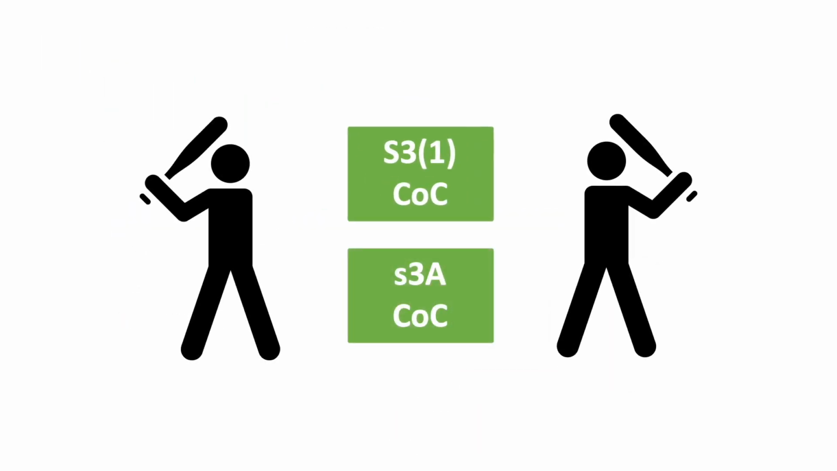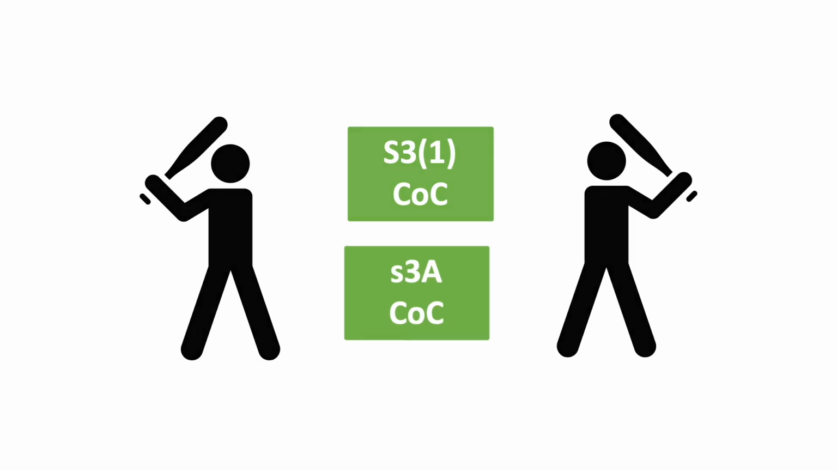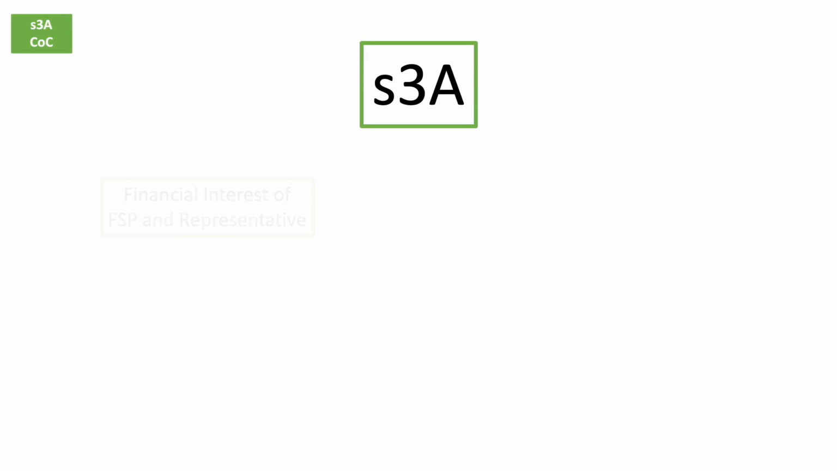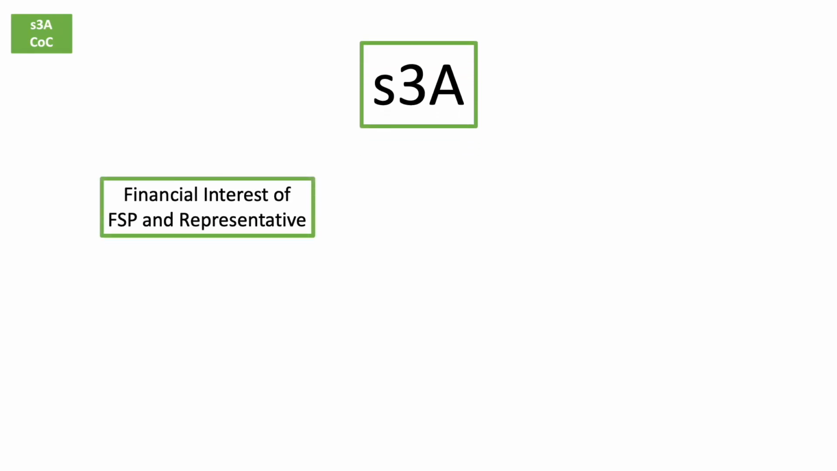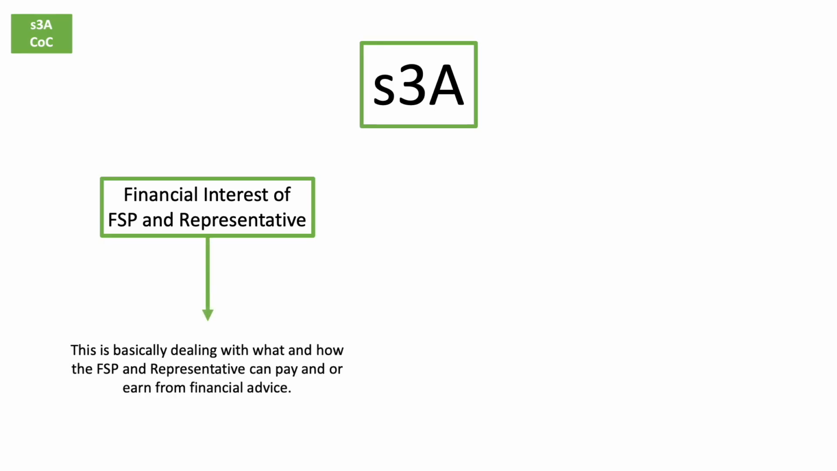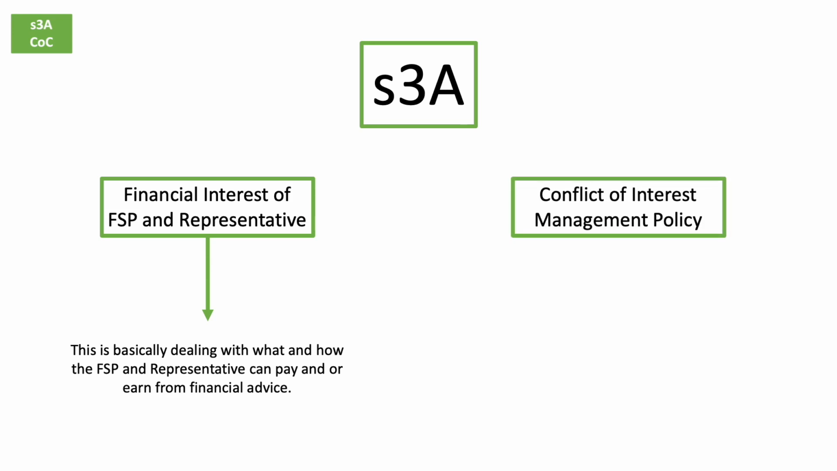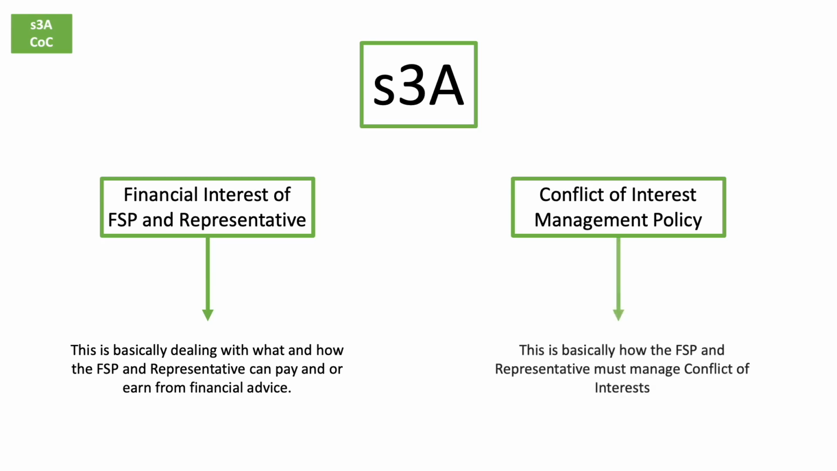Next, we will look at Section 3A of the Code of Conduct. Section 3A, relating to the financial interest of the FSP and representative, is basically dealing with what and how the FSP and representative can pay and or earn from providing financial advice. This section also covers the conflict of interest management policy, which is basically how the FSP and representatives must manage conflicts of interest.